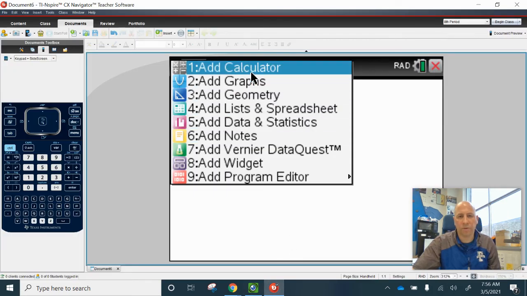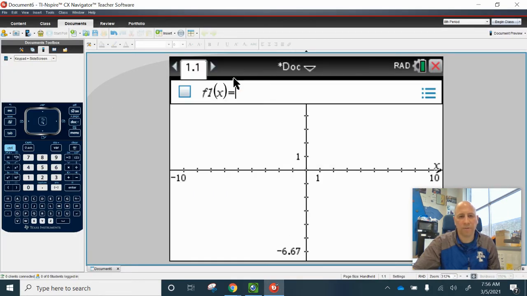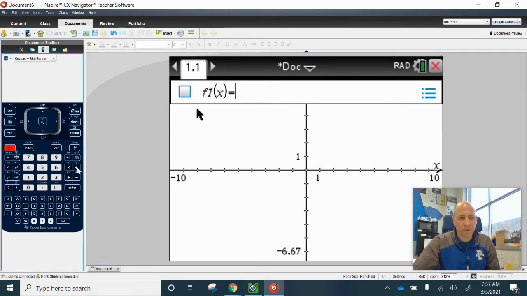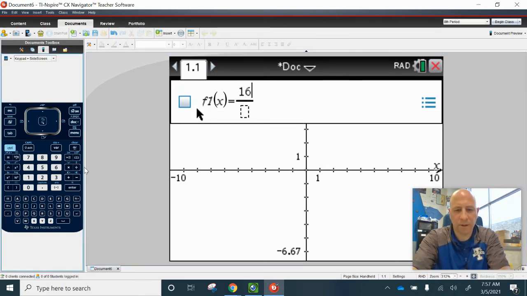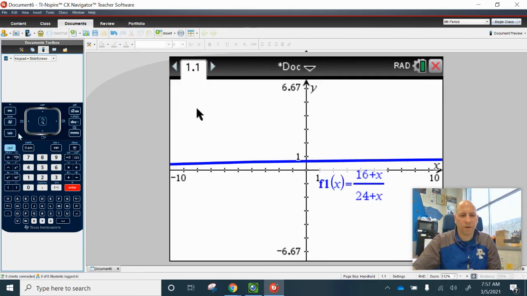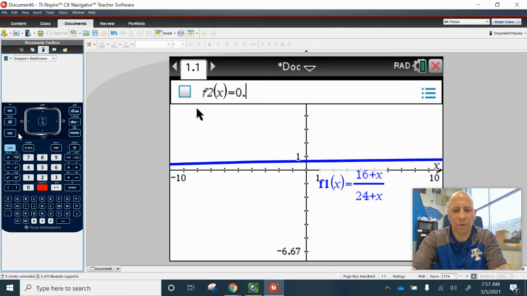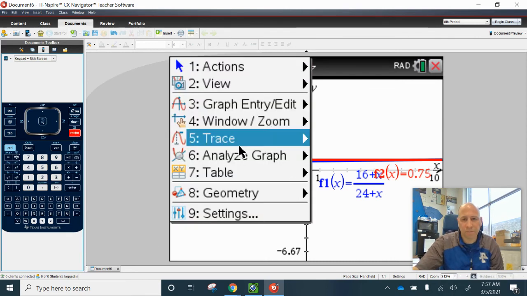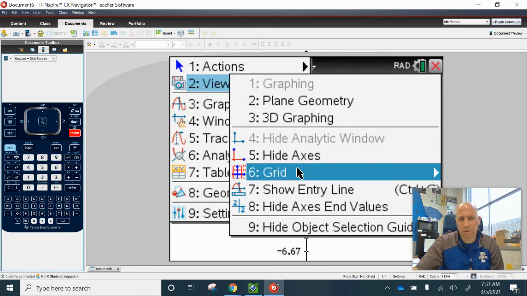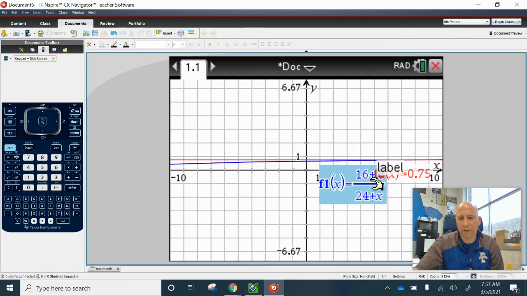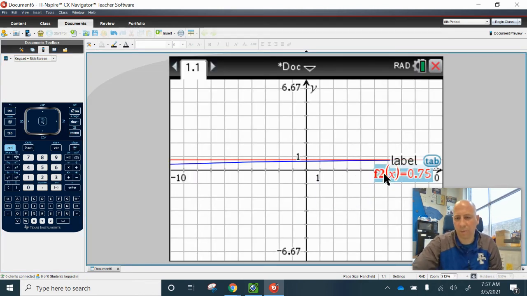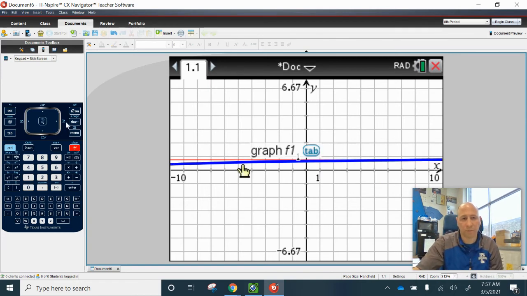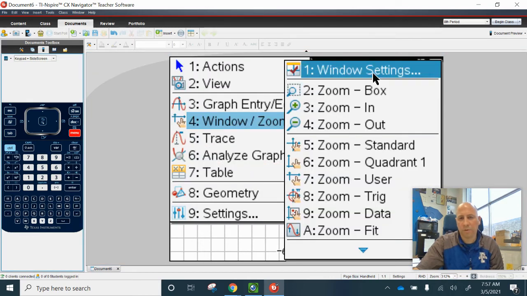And then I'm going to come here to the Inspire. So we're going to go to Add Graph. I'm going to graph Control, divide, 16 plus x divided by 24 plus x. Enter, and then press Tab, 0.75. Okay. Now I want to go to Menu, View, Grid, Line Grid. I'm going to delete these equations to get that out of the way, and I want to make my window look like the one on the paper, and it's going to be under assignment. So I'm going to go to Menu, Window Zoom, Window Settings.